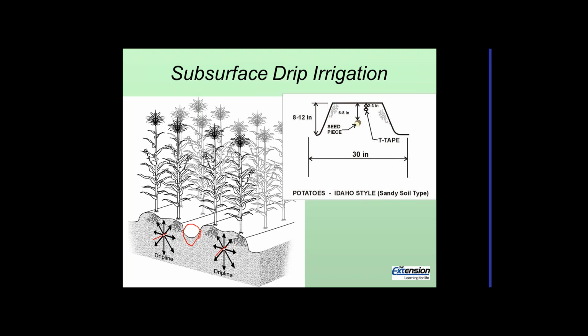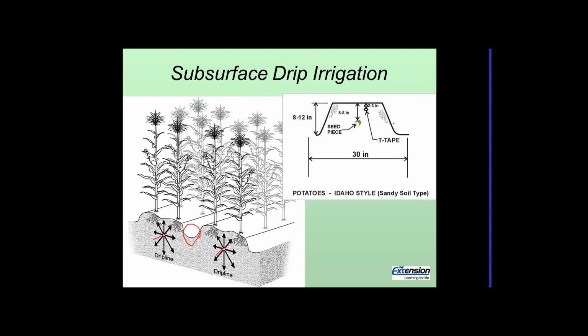Costs can be fairly high, $1,000 or more an acre to put these in. And one of the issues with these, if there's a damaged spot, sometimes they're hard to find until things aren't getting watered correctly.